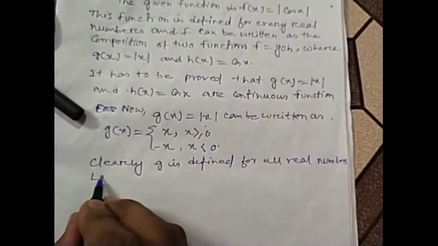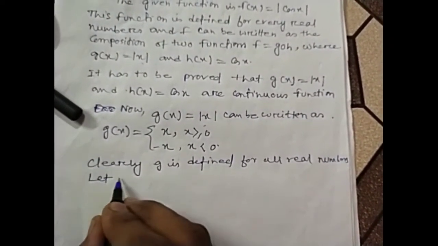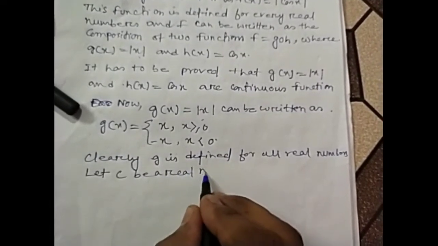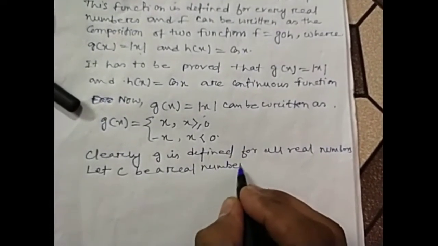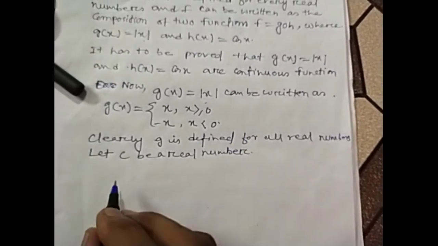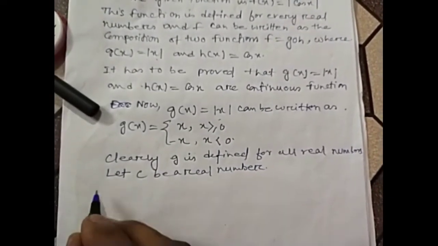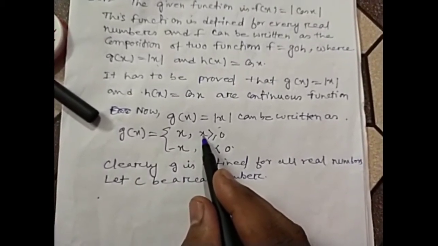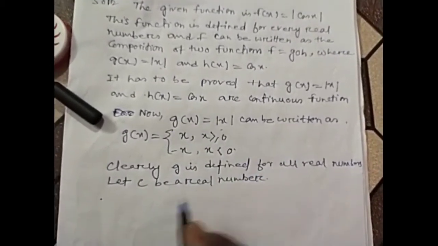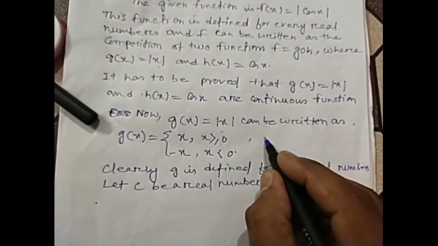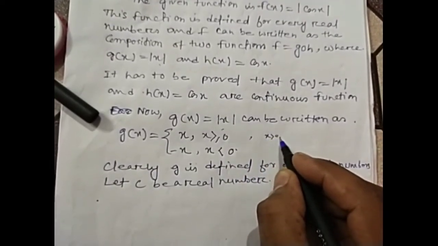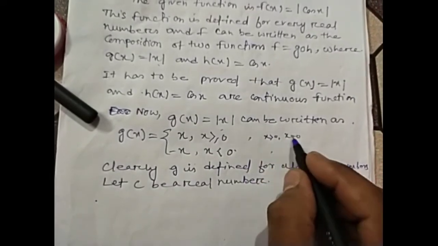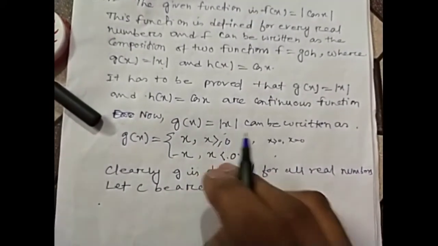Okay, now let us take a point. Let c be a real number, meaning a point on the number line. So there will be three cases. The first one is x greater than 0, second is x equal 0, and the third is x less than 0. So there will be three cases.